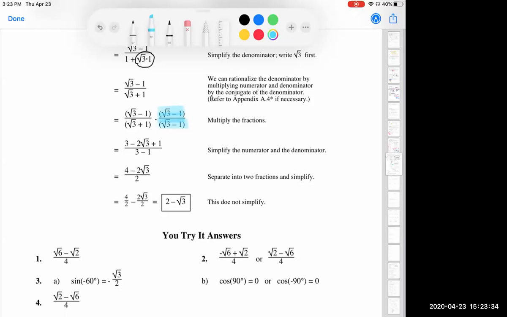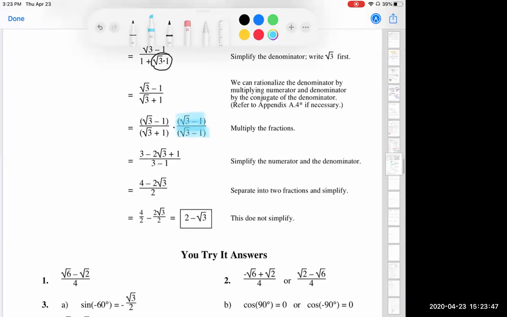So our numerator will have to FOIL, and we're left with 3 times 2 square root of 3 plus 1. And our denominator, it's just our denominator squared. I'll do the work for you here on the side.